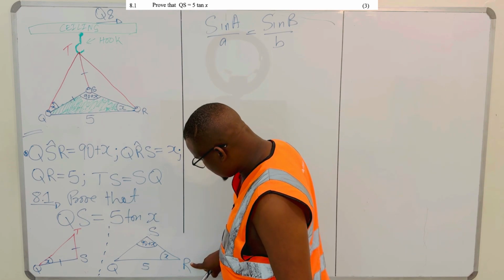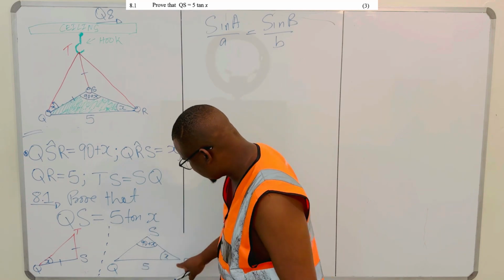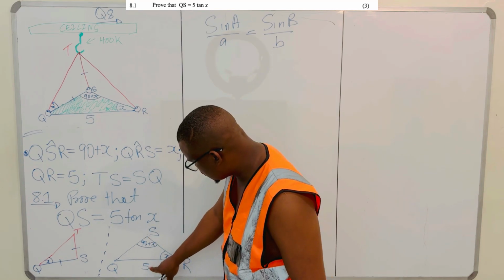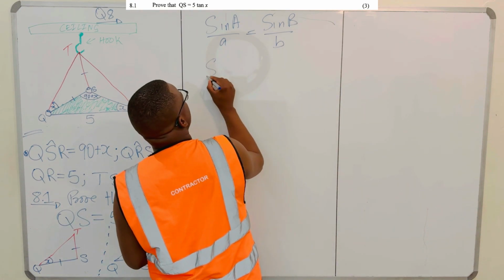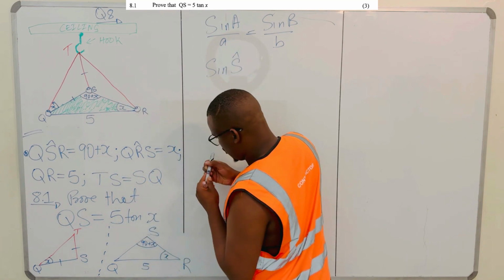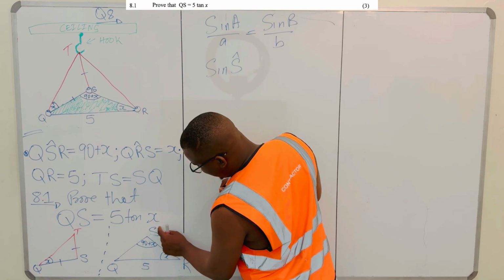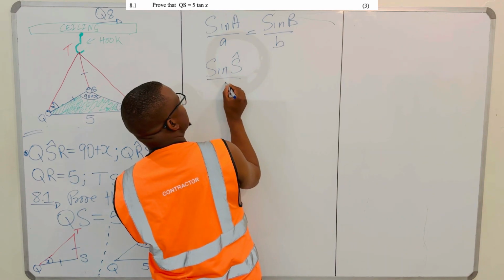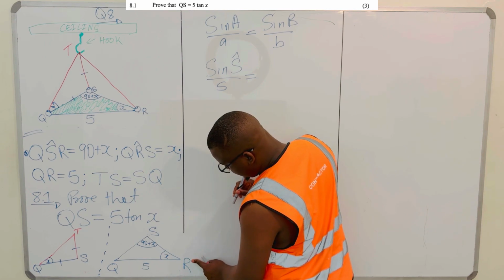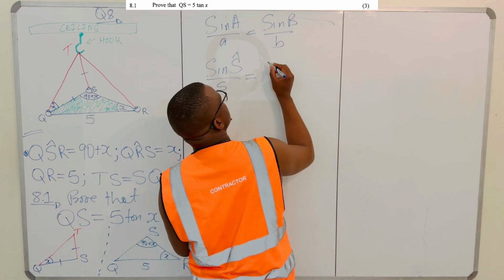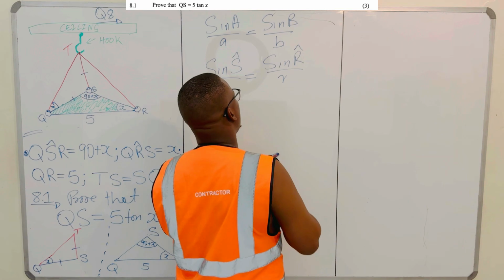We have QR, which is this distance here, opposite S. So this should be small s, and that should be angle S over there. So you say, sine of angle S, which is this angle over here, divided by the side opposite it, small s, is equal to angle R, that is small r over there. So it should be sine angle R divided by small r, or lowercase r.